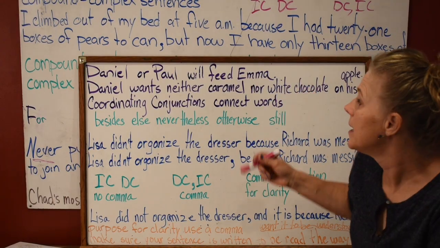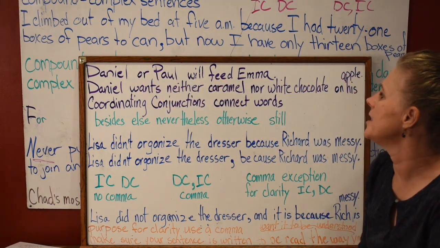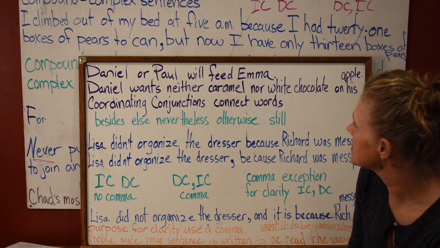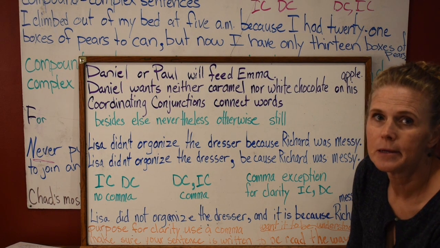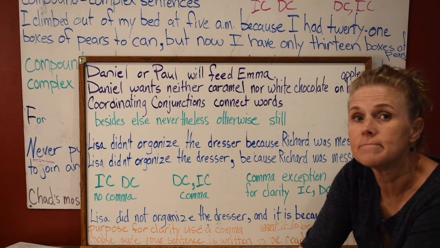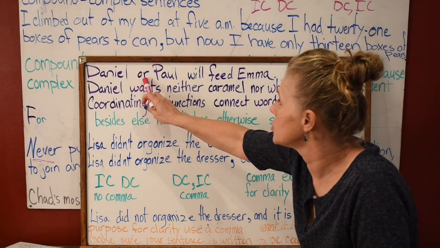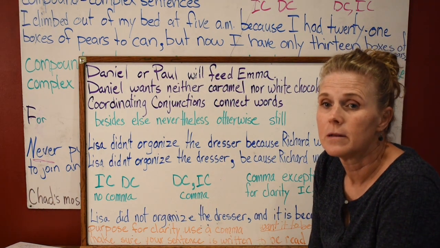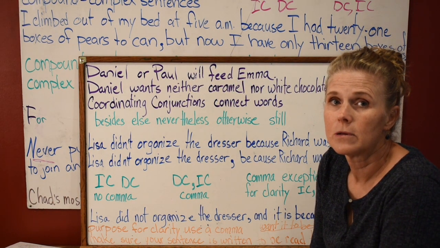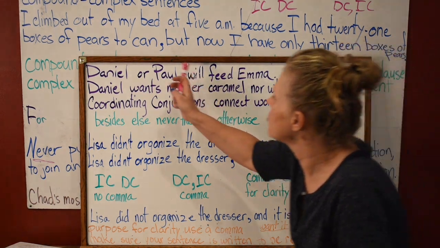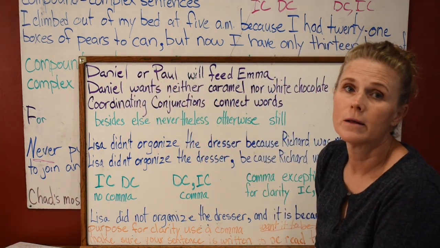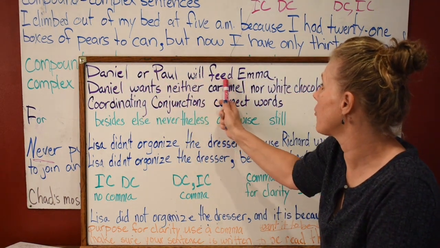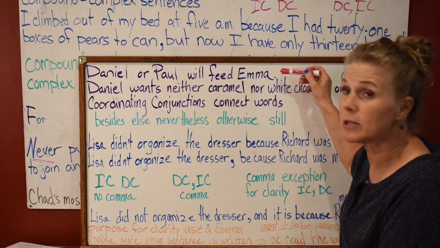Now look at this one. Daniel or Paul will feed Emma. Well, what kind of sentence is that? We talked about it in another lesson. We're using a coordinating conjunction. How many subjects and verbs do we have here? They have two subjects. But do they go with one verb? Yeah. So this right here, that's your subject with one verb, right? So we know we have a simple sentence right here.